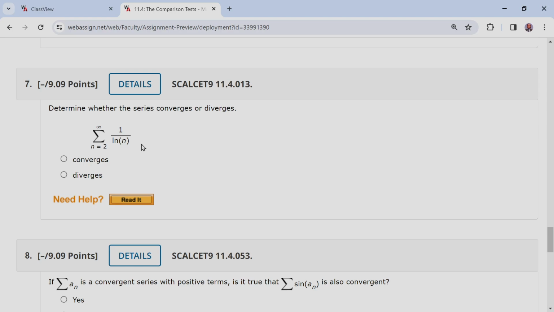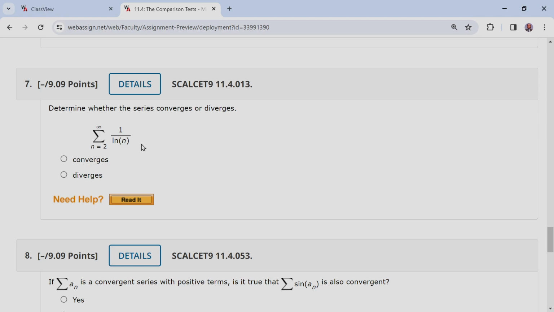Now this one, I think we can do with direct comparison, because ln n's are small compared to n's. Look at a graph of f of x equals x. Look at a graph of f of x equals ln x. The ln x is concave down and lives below the graph of f of x equals x. And so the ln n's are less than the n's, and the 1 over n's already diverge. Well, if the 1 over n's diverge and you've got something less downstairs means bigger fraction popping out.